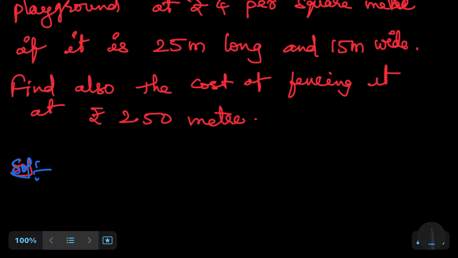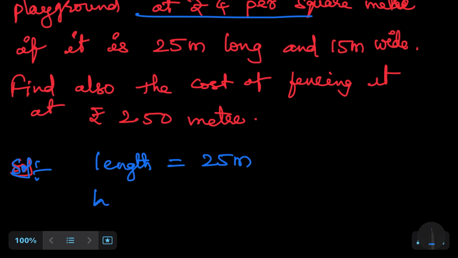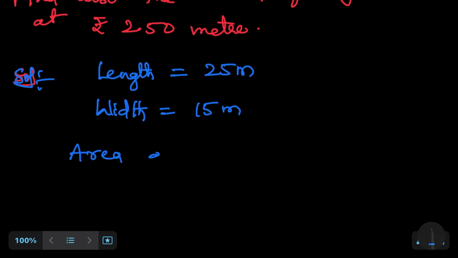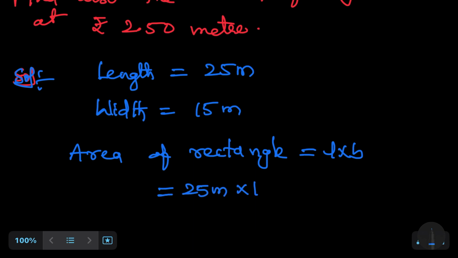Find the cost of leveling a playground at 4 rupees per square meter if length is equal to 25 meters and width is equal to 15 meters. What is the area? Area of a rectangle is L into B, 25 meters into 15 meters. 15 5s are 75, 7 carry over, 15 2s are 30 plus 7, 375 square meters.